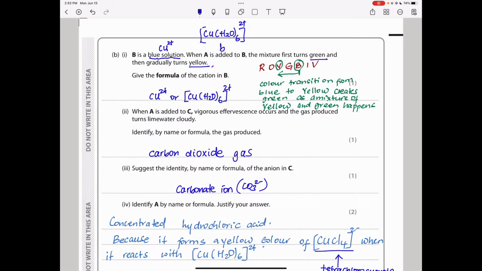Now, if you see a blue turn through green and then finally to yellow, it means something was added to the blue solution, and that thing must have been concentrated hydrochloric acid, because the concentrated hydrochloric acid will interact with the blue solution going through a ligand substitution reaction. Ligand substitution.